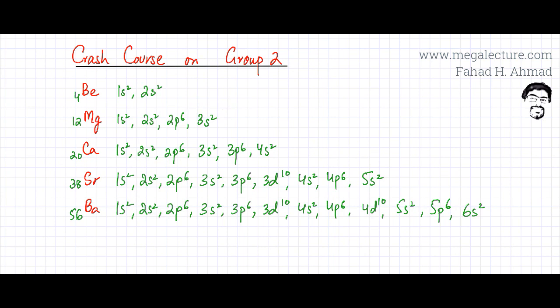And as you can see, if you go down the group, the shells keep on increasing and you have more and more electrons. But what you're going to notice is that in each element, the outermost shell has an s subshell with 2 electrons in it. So all these elements have an s subshell with 2 electrons in the outermost shell. So strontium has 5s2. The shell number keeps on changing, but each element has an s subshell with 2 electrons in it.